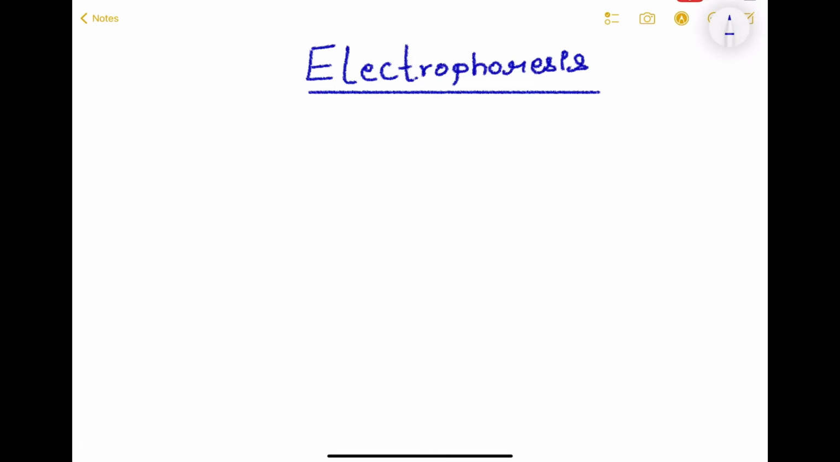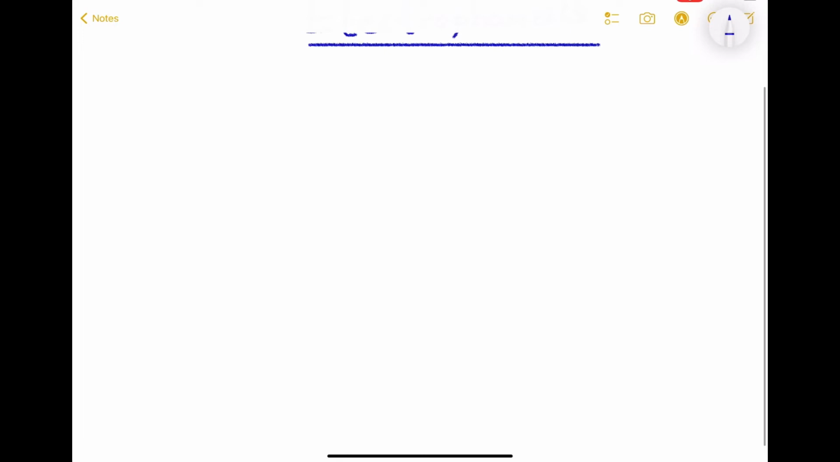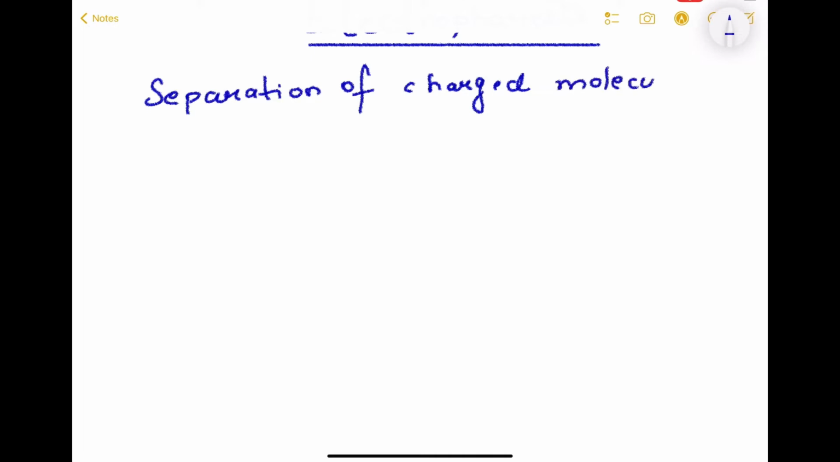So today our topic is electrophoresis. It is one of the important topics when we are dealing with charged molecule separation. In electrophoresis, the separation of charged molecules takes place. Charged molecule means that when electricity is applied, the molecules separate.